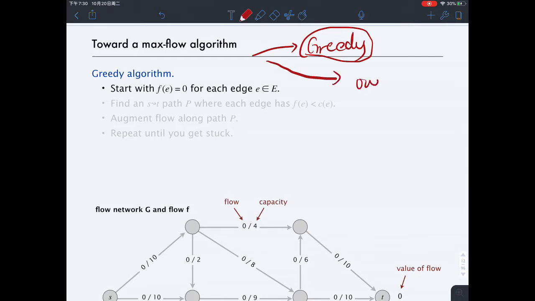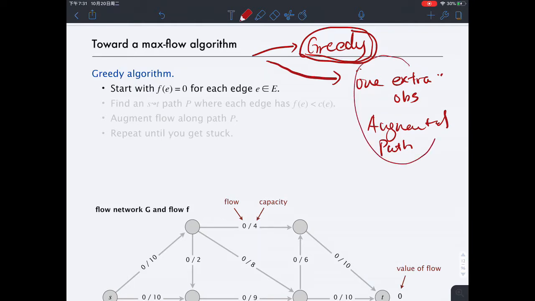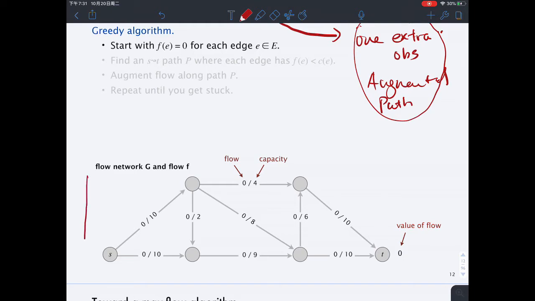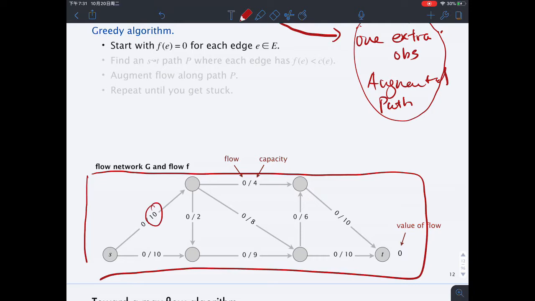The first message is the greedy algorithm. Most of the time it's really just a greedy algorithm. But simply running the greedy doesn't quite work, right? So we need one extra observation. The extra observation is to introduce the notion of augmenting paths. So for this lecture, let's examine the greedy algorithm. It doesn't quite work, but it delivers 70% of the intuition. And in the next lecture, we will see how this can be fixed by the extra observation.